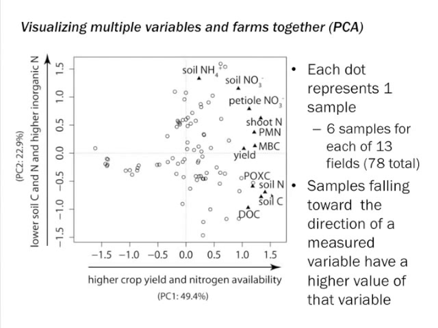And so now we can put on the samples. Each of these dots represents one sample that we took in the field. There were six samples for each of the 13 fields, or 78 samples total. And samples falling toward the direction of a measured variable tend to have higher values of that variable. For instance, these two samples way up here at the top, falling close to soil ammonium and nitrate, do indeed have very high values of soil ammonium and nitrate, but low values of variables related to soil organic matter.